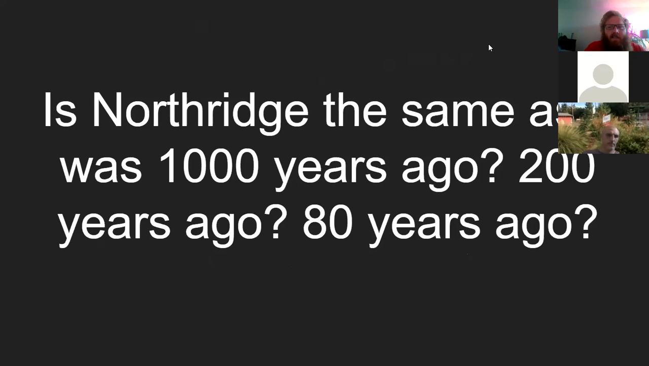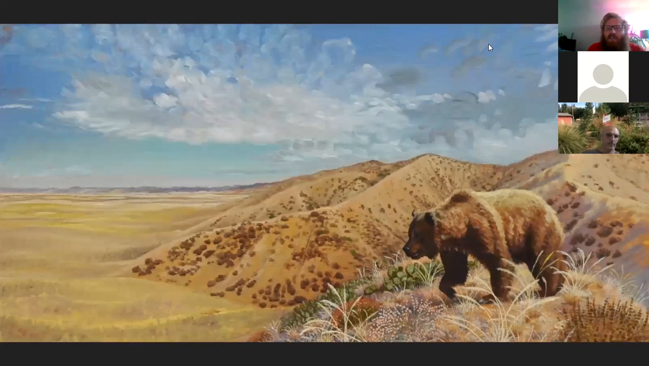So let's ask ourselves, how far back should we go when we're looking at a landscape to decide what native plants belong there and don't belong there? Is Northridge the same as it was 1,000 years ago? Probably not. 200 years ago, again, probably not. 80 years ago, probably not. So what was the landscape like 1,000 years ago around Northridge? What was it like 200 years ago? What was it like 80 years ago? So this is just a super brief history of Southern California and specifically the San Fernando Valley.